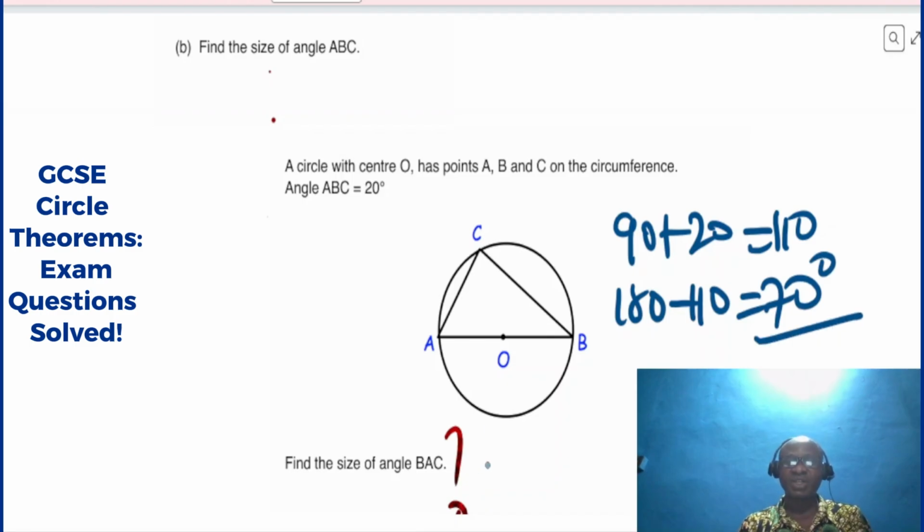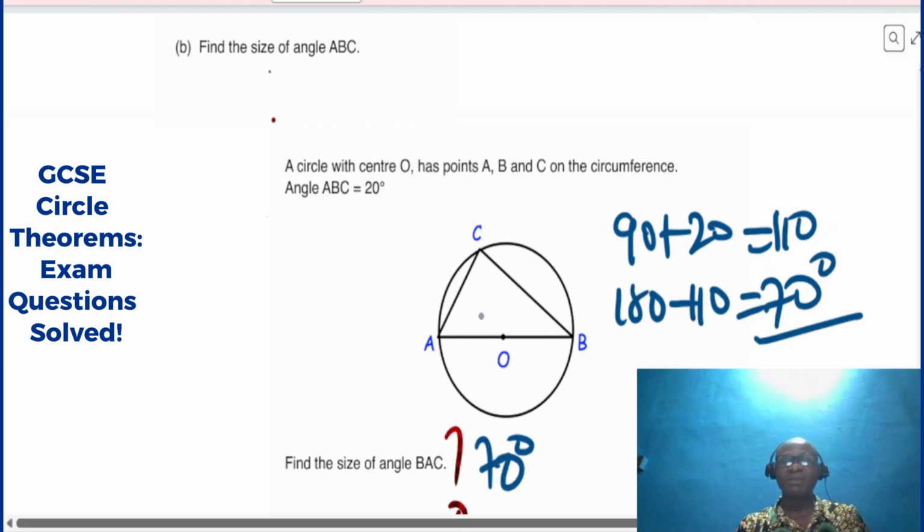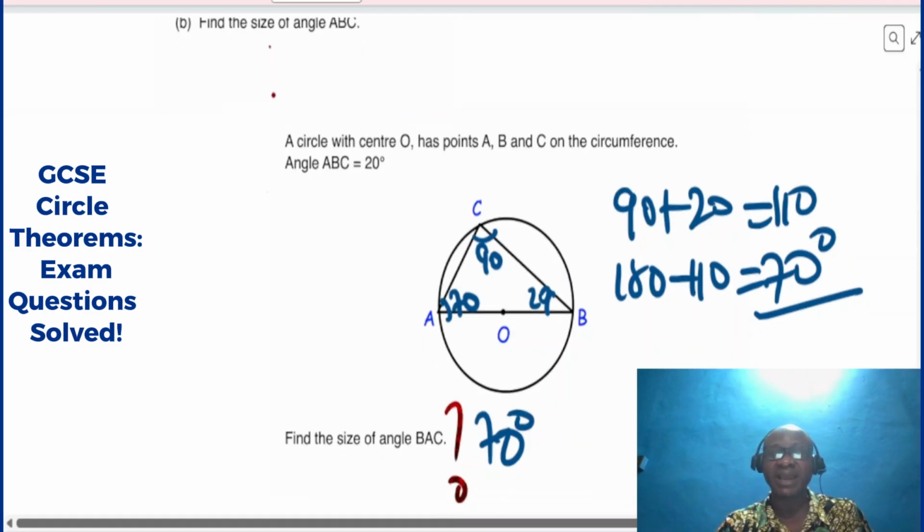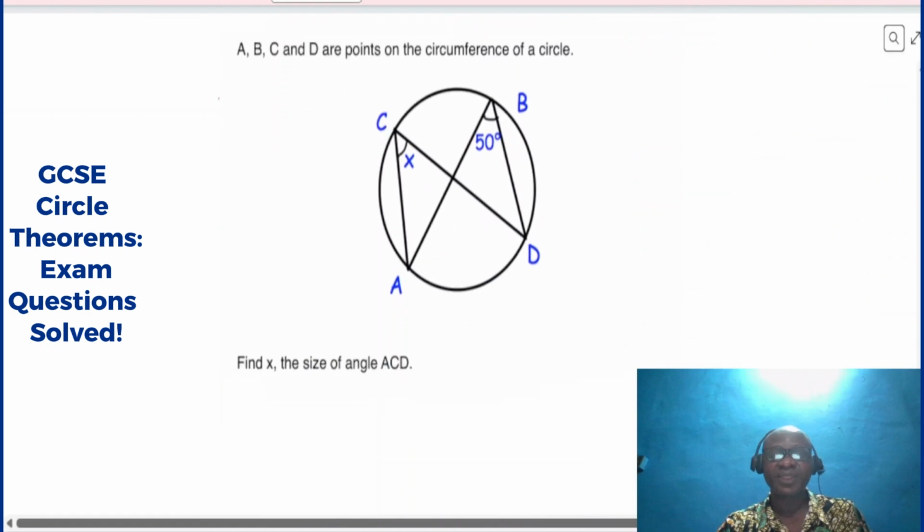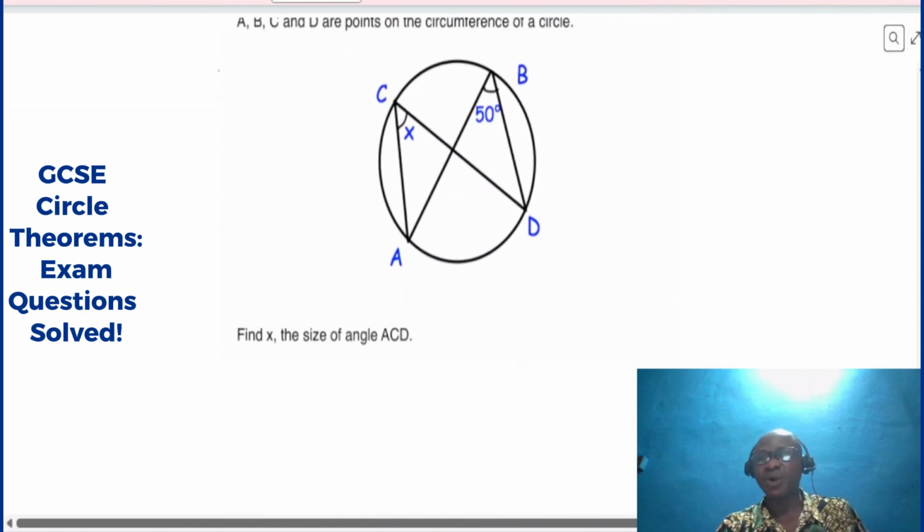So this place is 70 degrees because they told us that here is what? 20. Your theory said that here is 90 and your solving said that here is 70. When you add the three of them, definitely you will still get 180, obeying the theory of sum of angles in a triangle, isn't it? Yes. So here is another one.